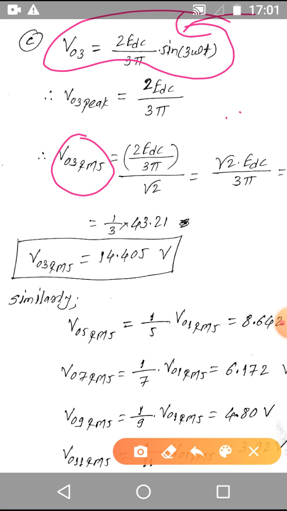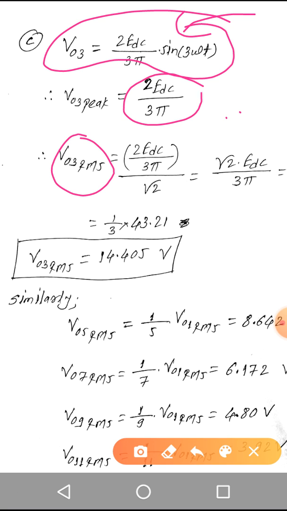So what about its peak value? Peak value is 2 EDC by 3 pi. So what about the RMS value? As we know, for any sinusoidal waveform, RMS value is peak divided by root 2. So it is 2 EDC by 3 pi divided by root 2. So further can we write it as root 2 EDC by 3 pi, right?